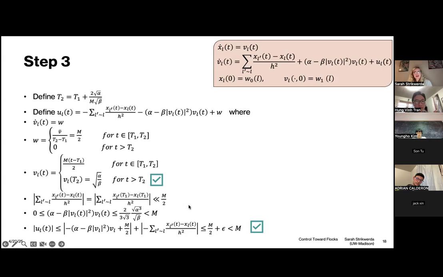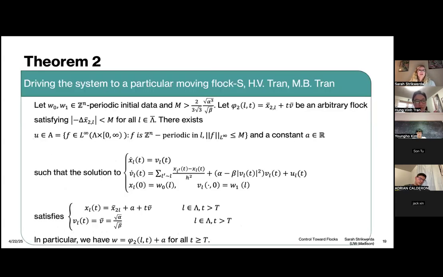We've shown that given any initial configuration, we can drive the system to a moving flock. But then theorem 2 says that we actually want to say that given a flock, we can get the system to that flock. And so here we're still assuming this condition on m. And at the end, we're saying that this ODE is satisfied by something that satisfies this moving flock that was given to us.